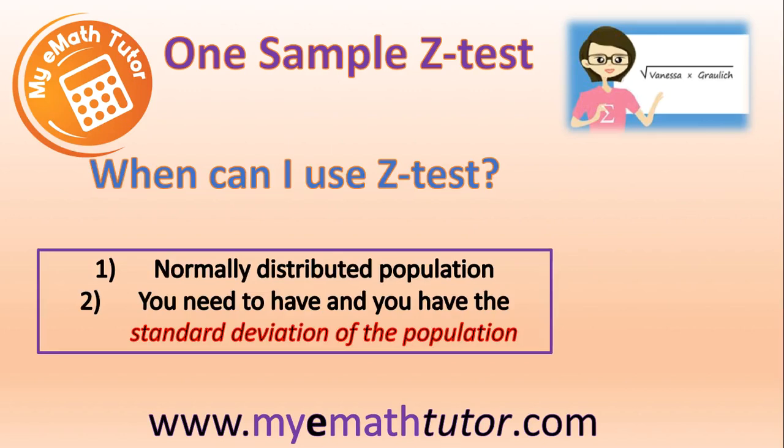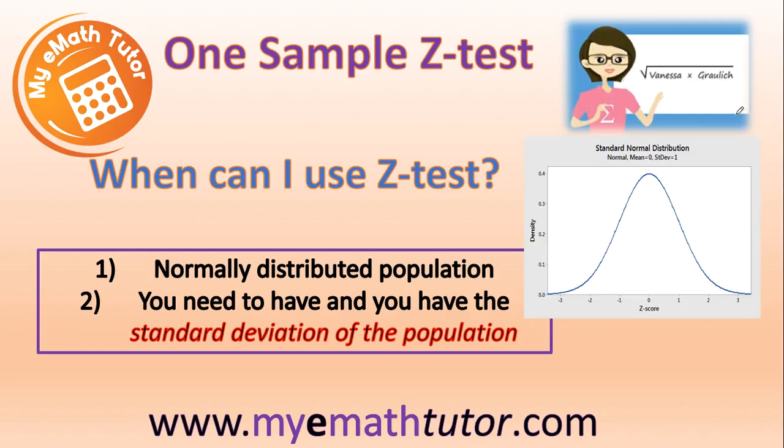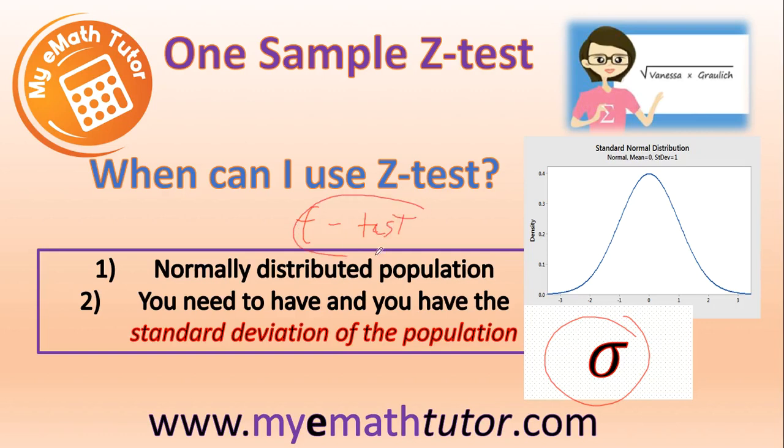You have to have a normally distributed population, which is going to look something like this, and you also need to have the standard deviation of the population. This is very, very important, and that will be given in the question when you have the problem. And you will hear the words normally distributed population. The difference between a Z test and a T test, which we're going to talk about in another video, is that you need to have sigma. This is called sigma, the standard deviation of the population, to use the Z test.